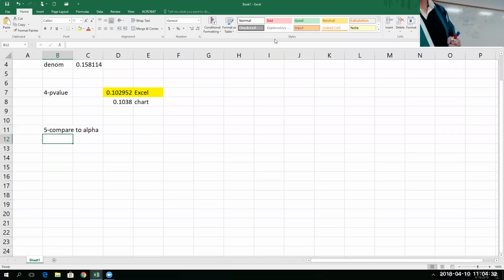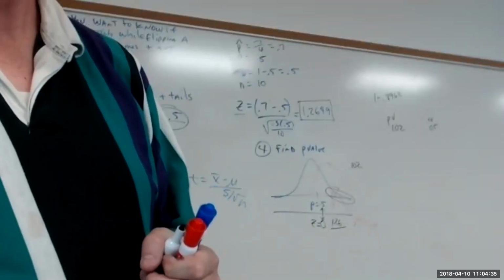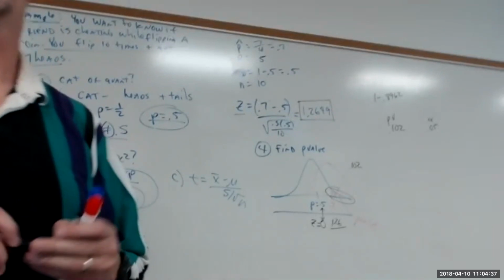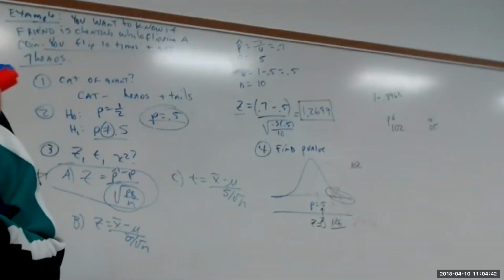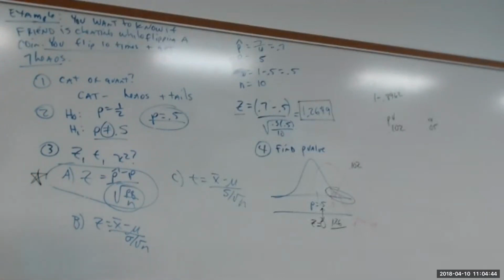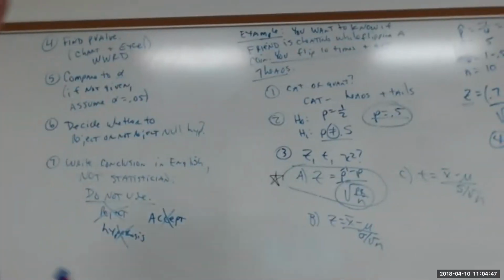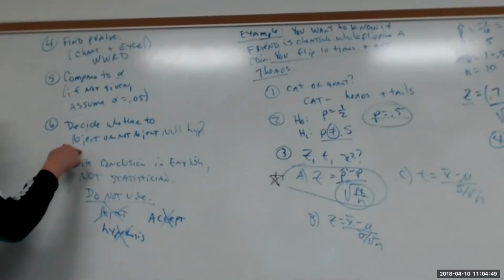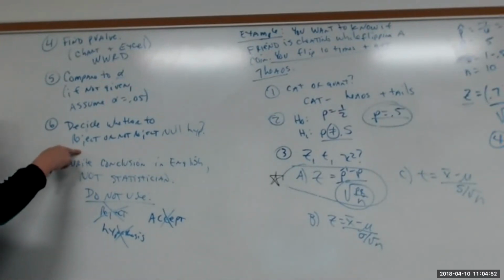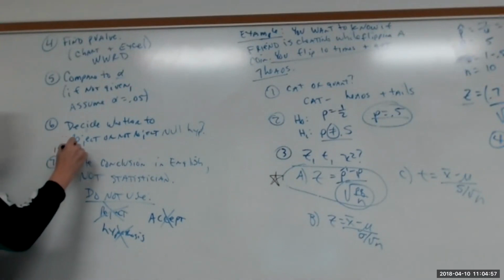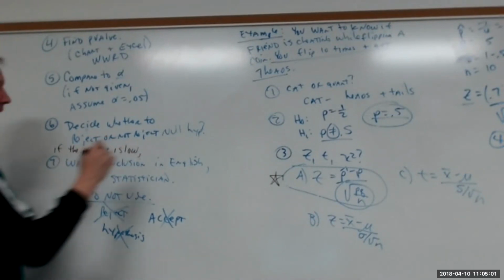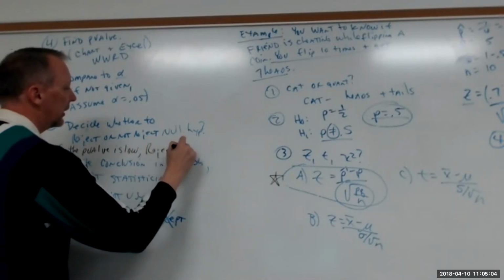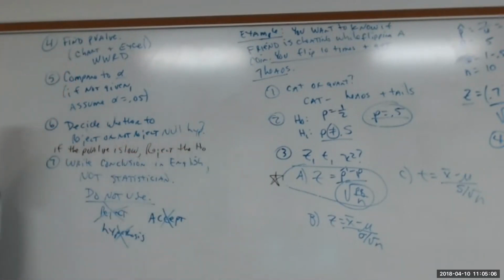So, let me give you a wonderful phrase. It's not politically correct, but it does help you remember. You guys will laugh at this phrase, I hope. So, when you're comparing it to alpha, you're going to decide whether to reject or to not reject. Here's the phrase that pays. If the p-value is low, reject the null hypothesis.